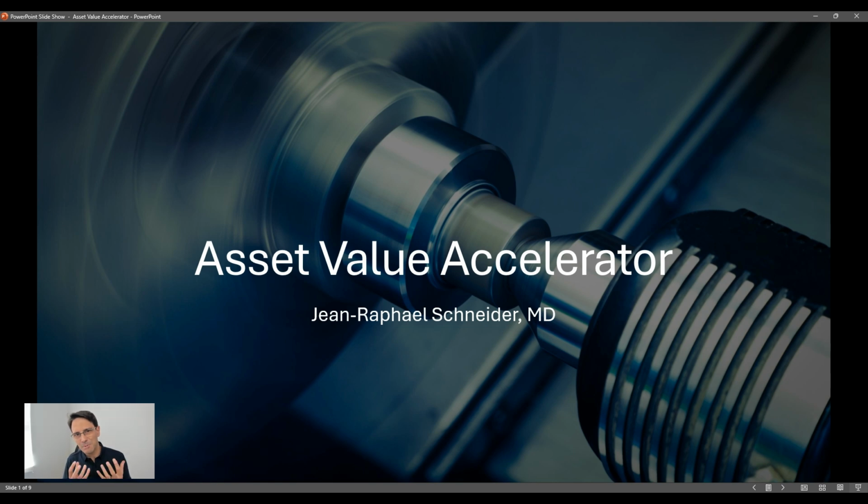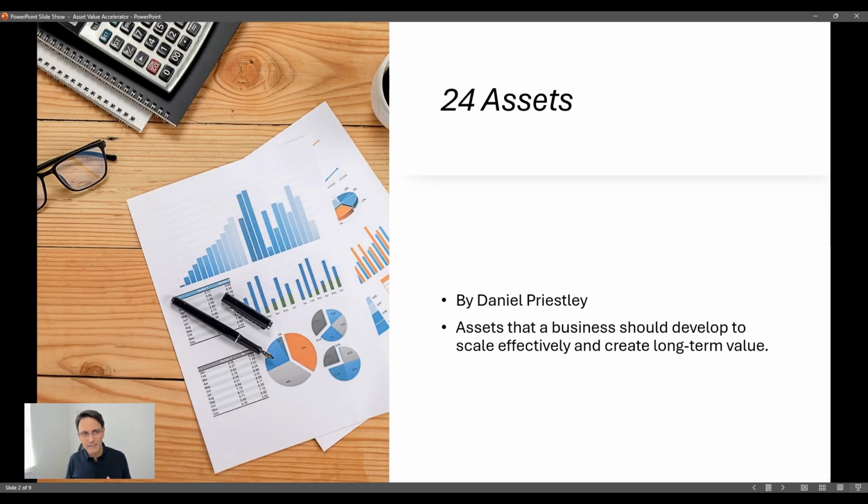The assets of your business is what's going to determine the valuation of your practice. So it's important to really understand what the assets are so that you can accelerate improvement of their value. A lot of the concepts that I'm going to be talking about today, I got from 24 Assets, which is a book by Daniel Priestley, which is about business in general. But in this bonus material, I'm going to repurpose it more specifically towards medical practices.